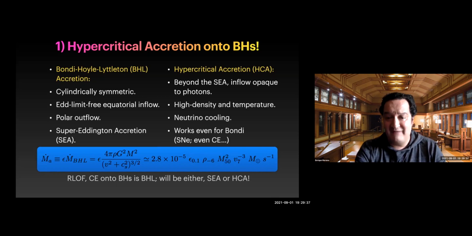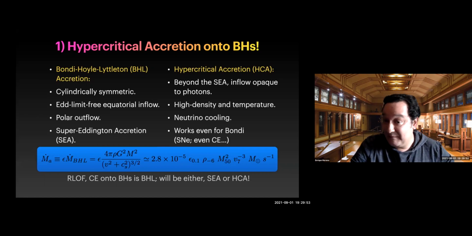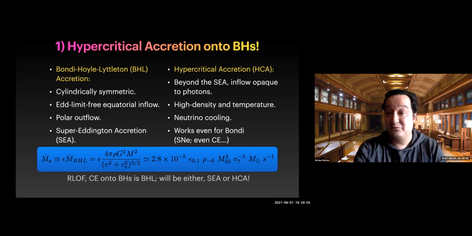So what we have on the right-hand side is telling us more or less what to expect for the accretion rate when we have these very massive black holes around 50 solar masses. So basically, we have 10^-5 solar masses per second, or up to there, which is about a solar mass per day. So this is what we could expect when we have Roche lobe overflow or a common envelope with a 50 solar mass black hole. So we can expect either C or HCA, which are super-Eddington, or more likely hypercritical accretion in these systems.